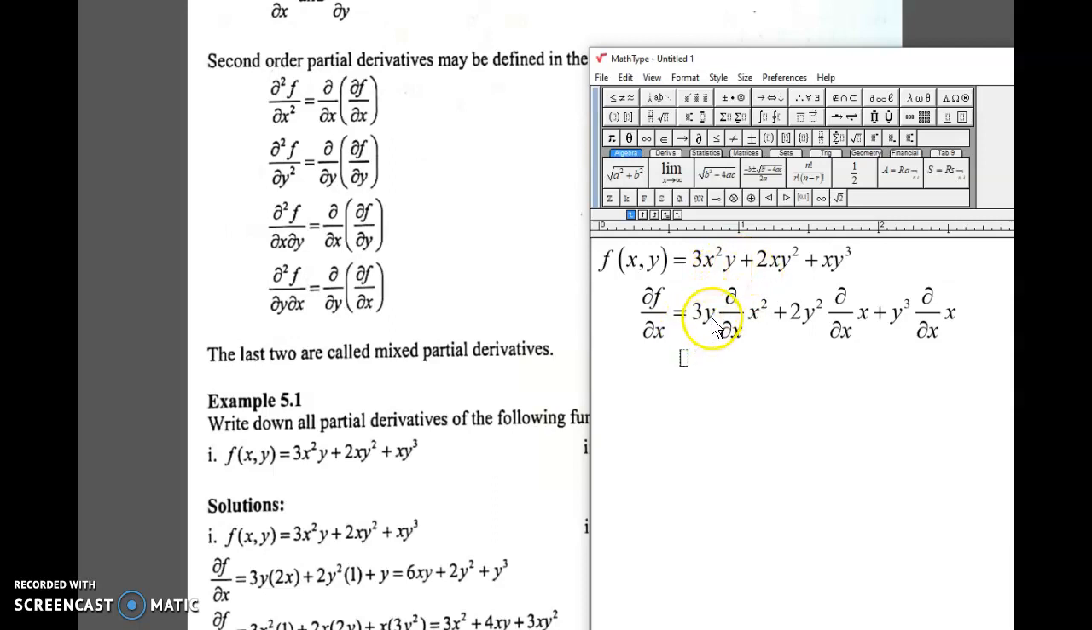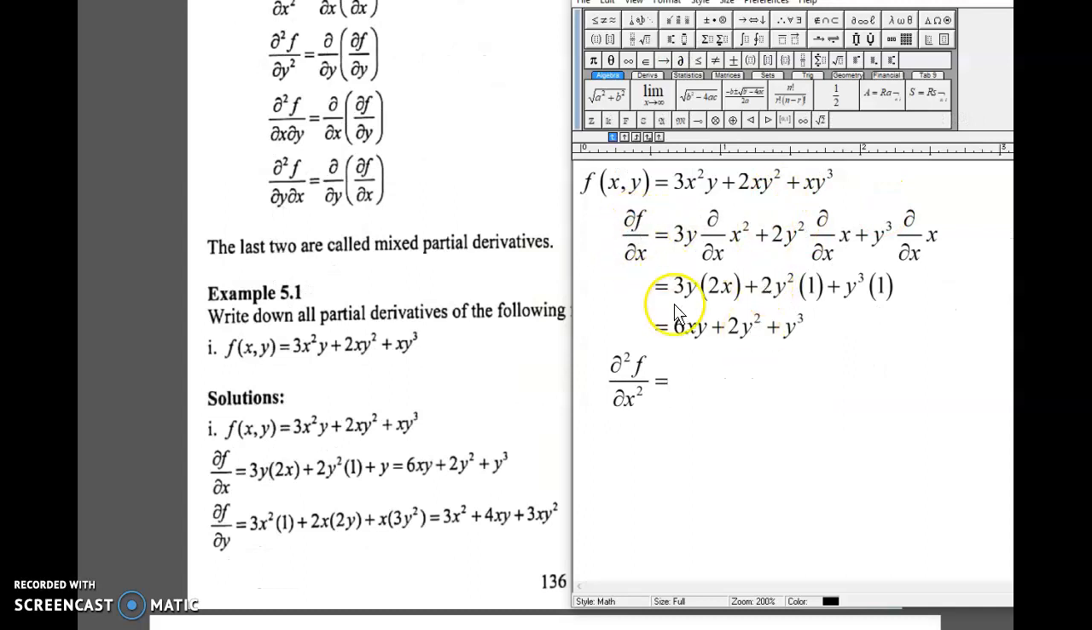So I pull 3 and y out. I just differentiate x squared. I pull 2 and y squared out. I just differentiate x. The same goes for this one. I pull y to the power of 3 out. So basically, those outside behind the derivative don't need to be differentiated. So we'll just differentiate x as usual. And lastly, this is what you should get. This is the answer for the partial derivative of x. Let's do the rest, for y and for the second partial derivative.